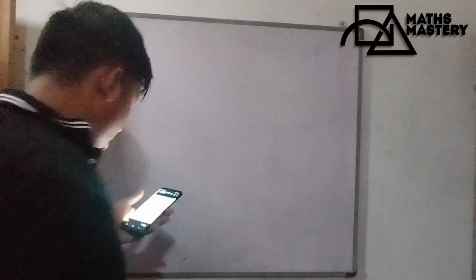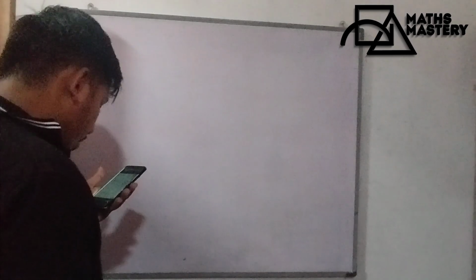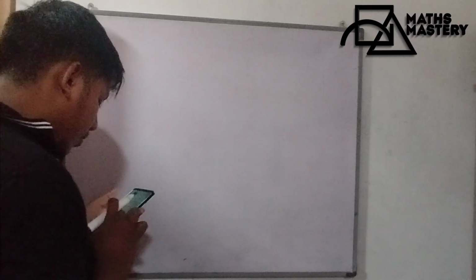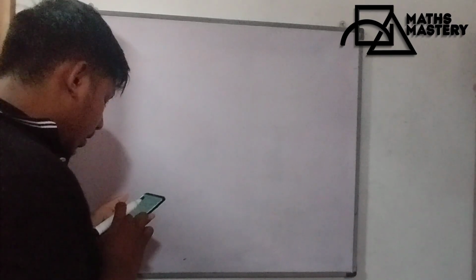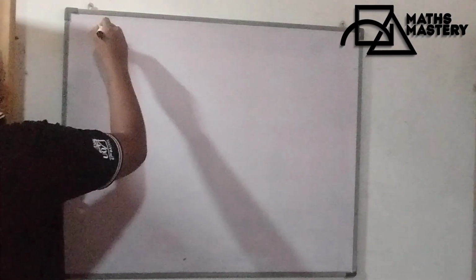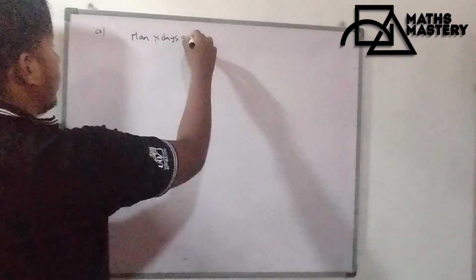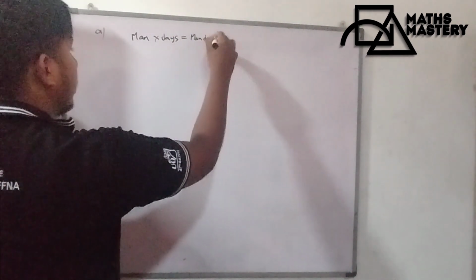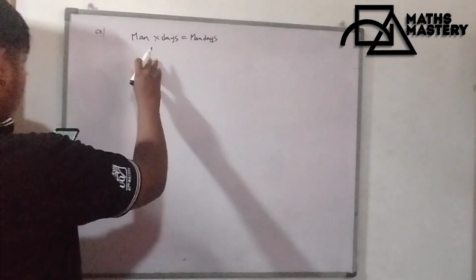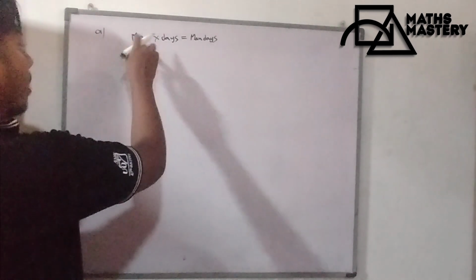They are telling you 8 hours are taken by 3 machines to complete a task. Find the number of hours taken by 4 machines to complete the same task. Now, we have discussed in the theory class that man multiplied by days is equal to man days. In this question, they have given 3 machines, so instead of man they are using machines.